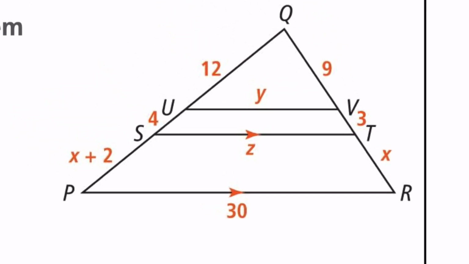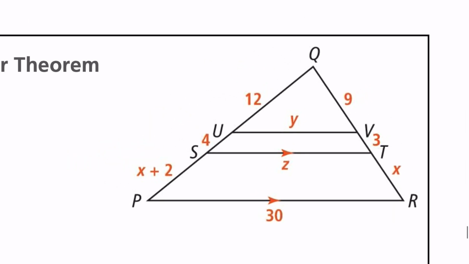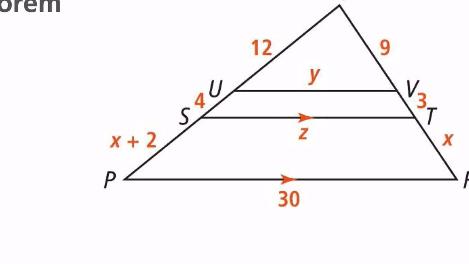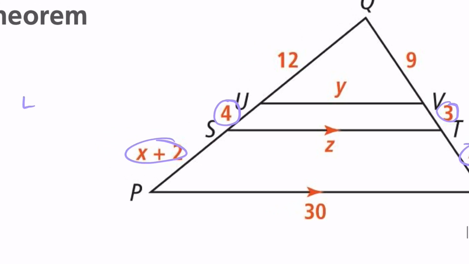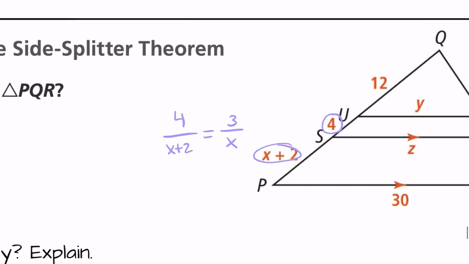Here's an example where we can solve for side splitting, but we cannot solve in the same way for our bases. So Y is a base here, it's UV. ST is another base. So if I want to work with those, I need to compare it to the base I know, which is 30. So we just have to be careful here. We can only use side splitter for x's. So here's what I'll do. I'll grab 4 and x plus 2 and 3 and x. So say 4 is in ratio with x plus 2, which is in proportion with the ratio of 3 and x.